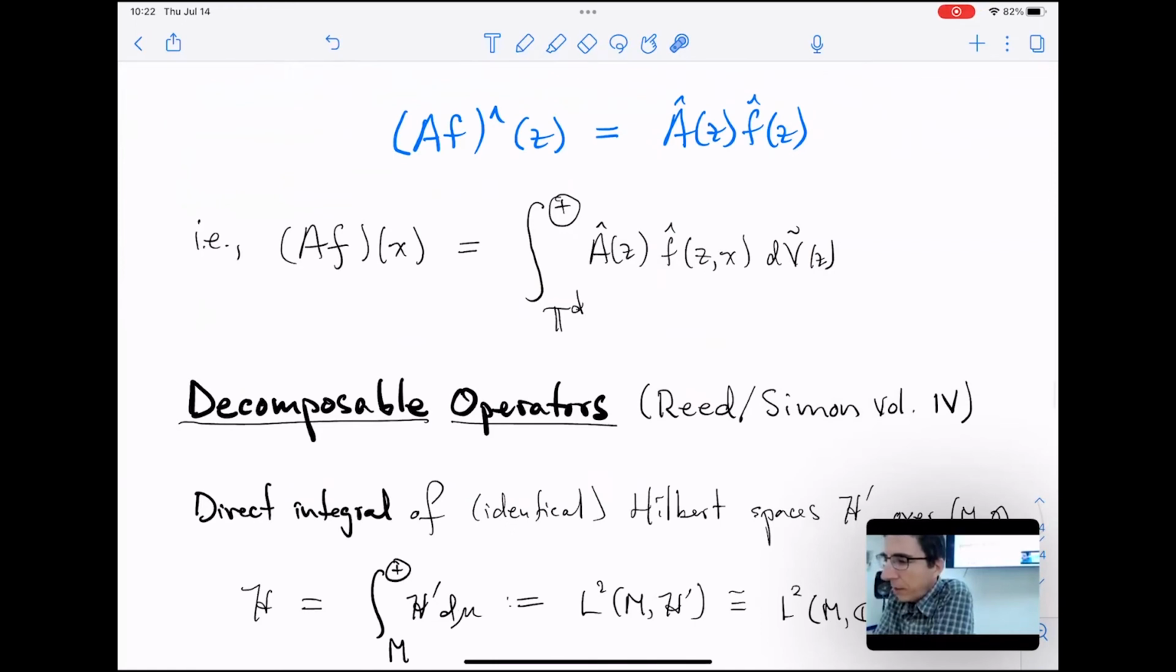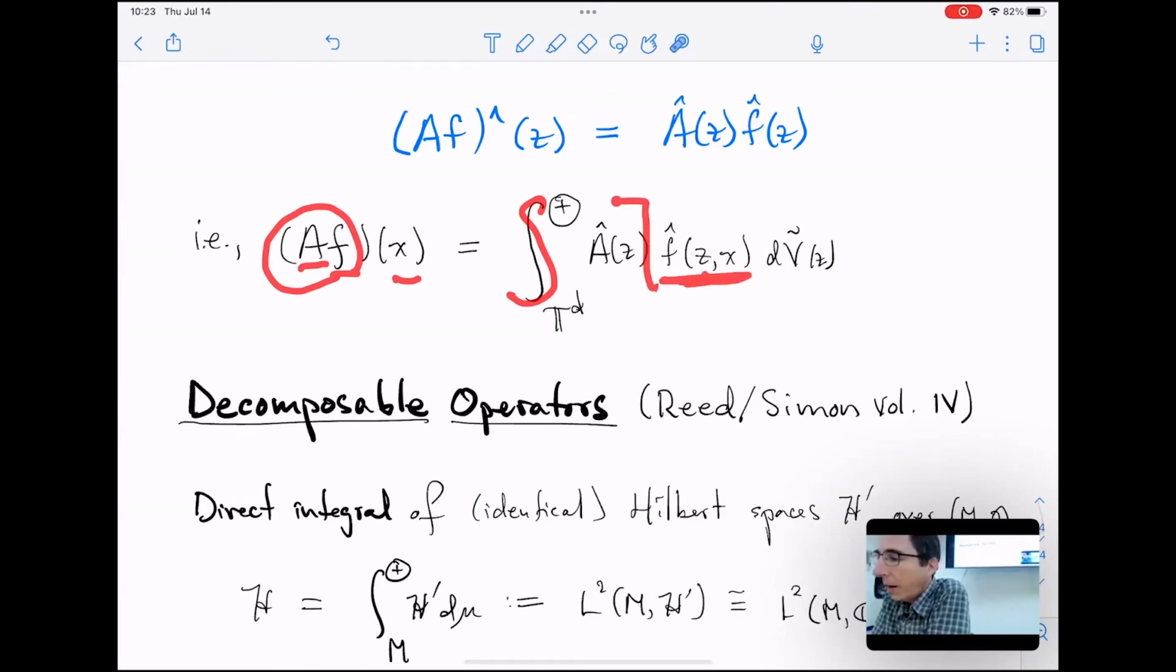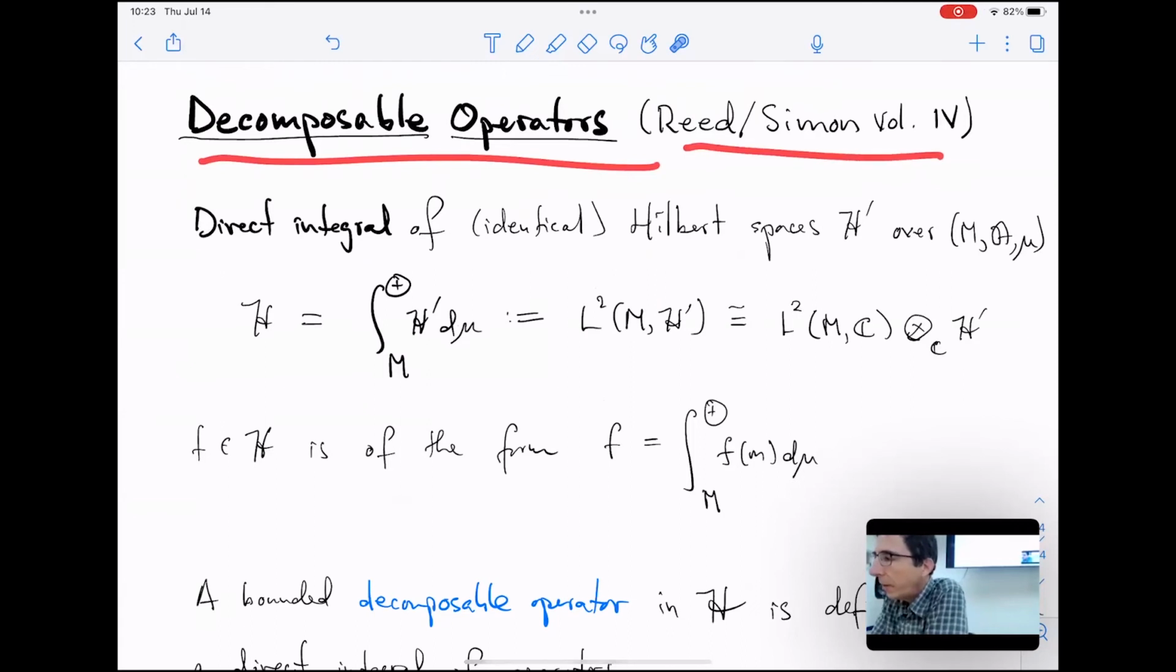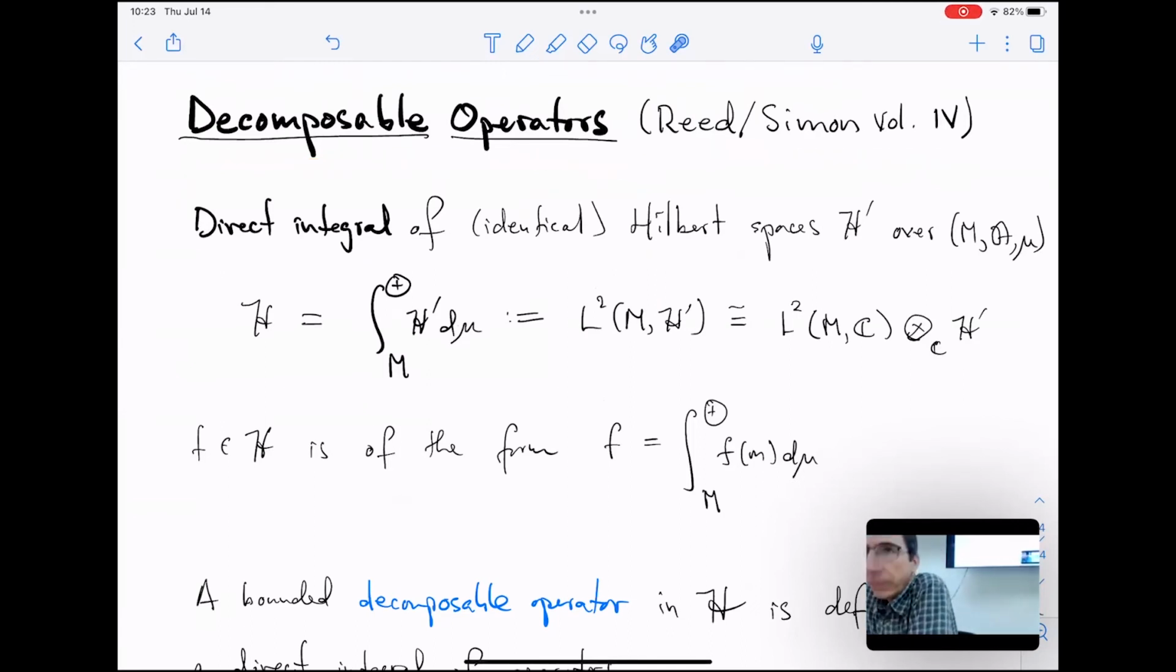So another way to write this is that if I apply A to F, this function of X is actually an integral of the components for the different Bloch multipliers, the different momenta, where I have to apply this smaller, more restricted operator to the F hat. Now, decomposable operators are treated in Reed and Simon, their series on analysis of mathematical physics from the 80s, in volume 4.